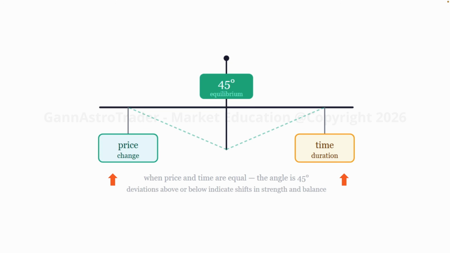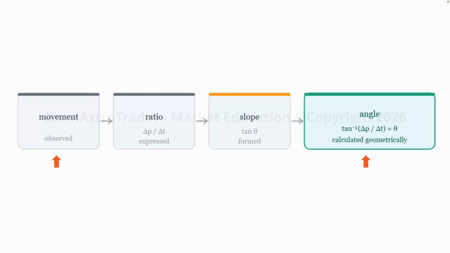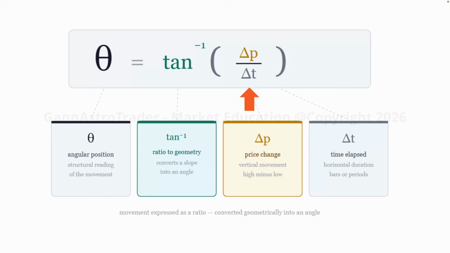Now, if movement can be expressed as a ratio, and that ratio forms a slope, and that slope can be converted into an angle, then movement is no longer just observed, it can be calculated geometrically. This leads to a simple but powerful idea. If movement already contains structure, then that structure can be measured directly from price and time. We do not need to assume strength. We could derive it mathematically.